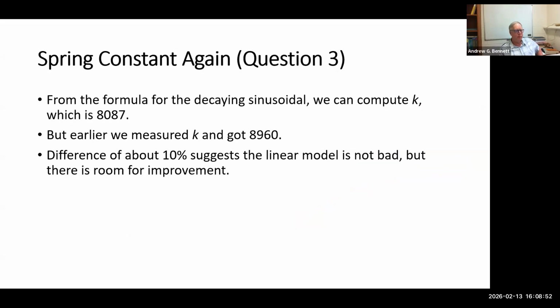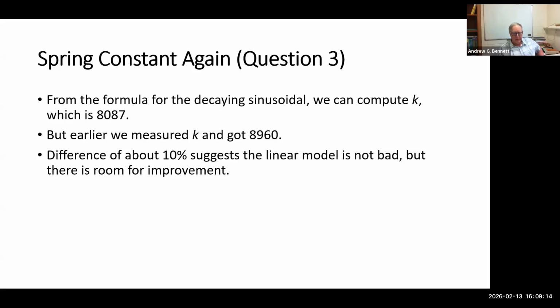And then we asked them to find the spring constant. After all, if you've got the decaying exponential and you know the mass, then you know the spring constant. And when they did, they found that the spring constant was 8087. But we had measured it. We had an R squared of 0.99 and had 8960.